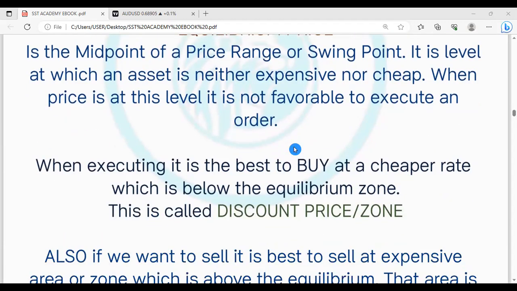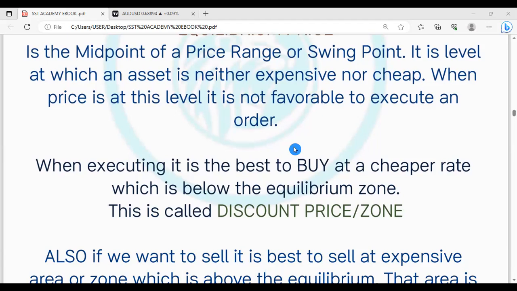Okay, when executing, it is best to buy at a cheaper rate, which is below the equilibrium zone, and this is called the discount price. It's just the same as how you see products in the market. If you want to buy a certain product, you always wait for the company to announce a discount. It's good for you to buy when the price is low, so a cheaper price is best for you to buy.